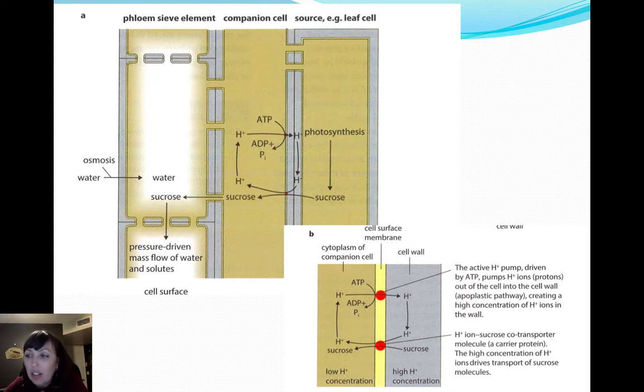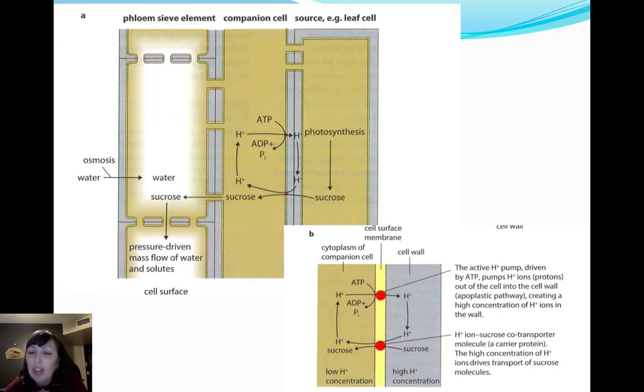Okay, hydrogen ions, and if you look at this model, you can see hydrogen ions are pumped out of the companion cell into a cell wall using ATP as an energy source. This creates an excess of hydrogen ions in the apoplastic pathway outside of the companion cell. The hydrogen ions can move back into the cell down their concentration gradient through a protein which acts as a carrier for both hydrogen ions and sucrose at the same time. The sucrose molecules are carried through this co-transporter molecule into the companion cell against the concentration gradient. The sucrose molecules can then move from the companion cell into the sieve tube through the plasmodesmata, which connect them.